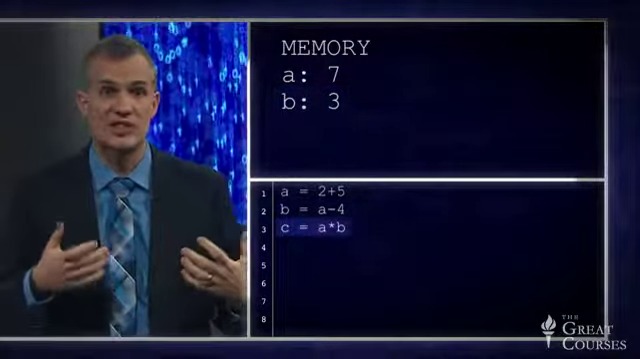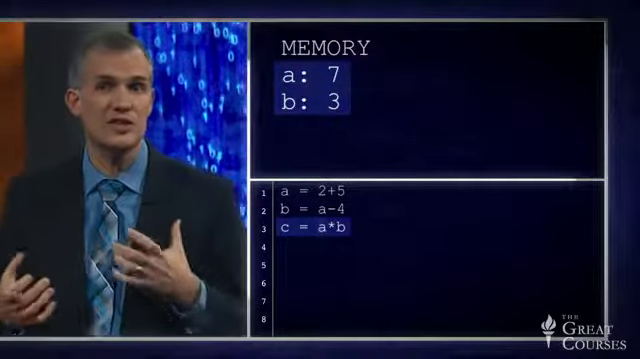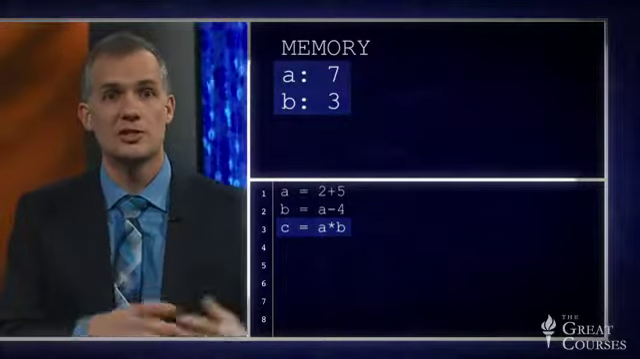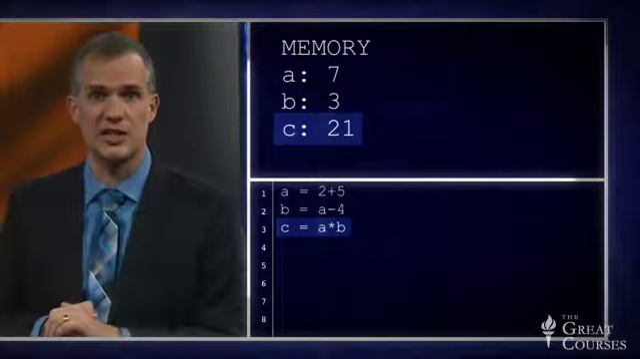Then, when variable C gets assigned the product of A and B, the values sitting in boxes A and B are 7 and 3. So their multiplication evaluates to 21, and that's what gets stored in C.